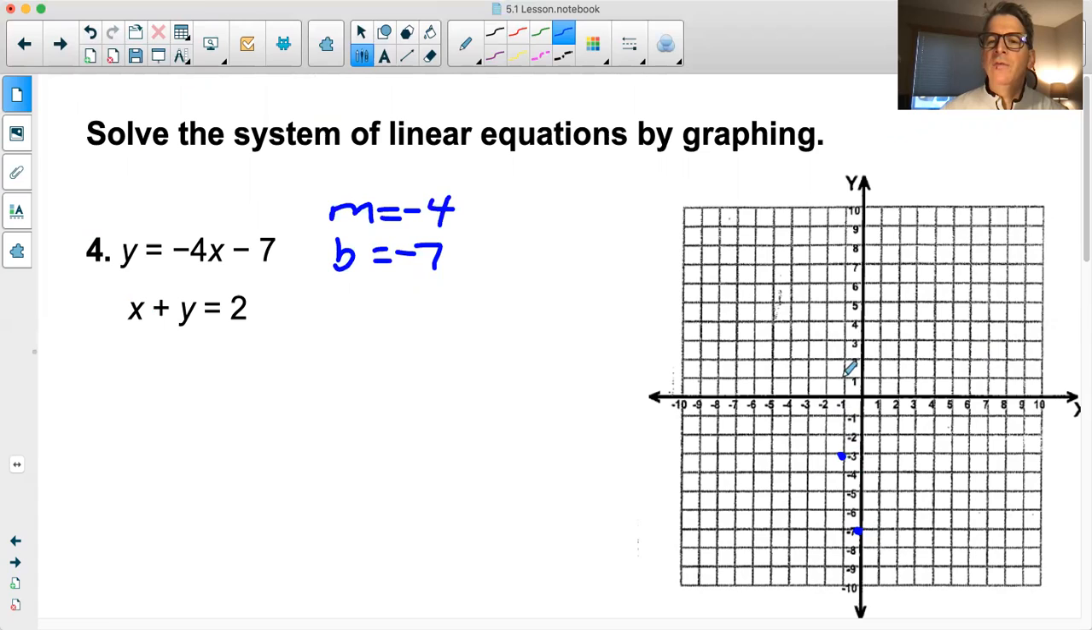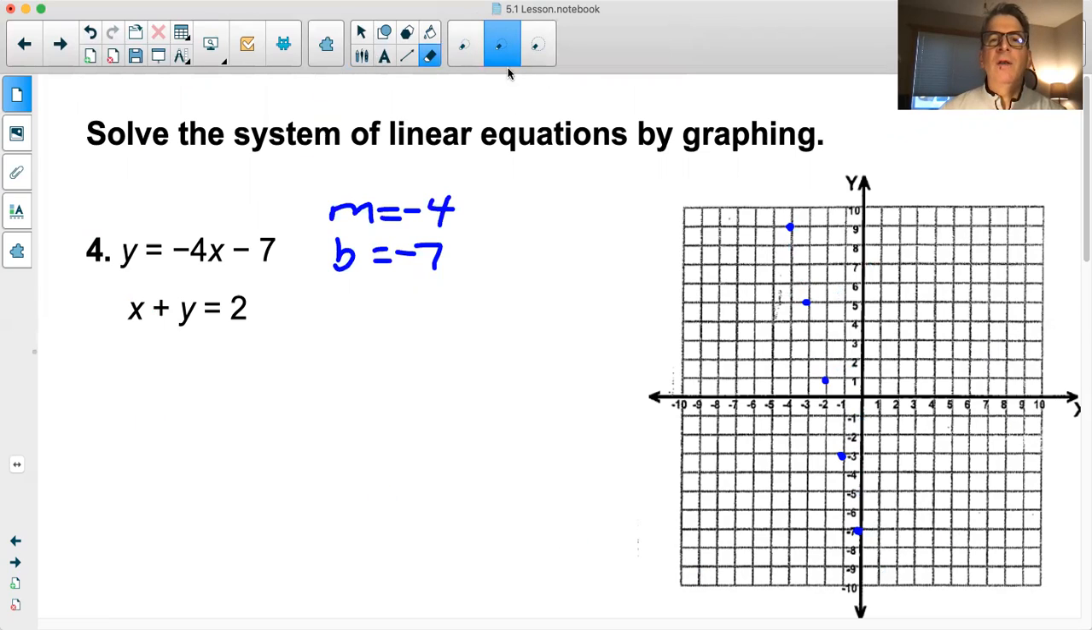1, 2, 3, 4 over 1. Okay, I accidentally hit the button there. Okay, so this is the graph for the first one.